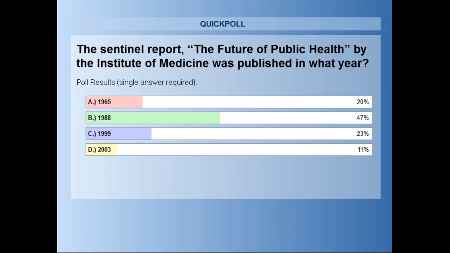So it's a very, very important report, and again, it was in 1988 that the first Institute of Medicine report to really tackle this issue. They've written others since. There was another very important one in 2003 called Who Will Keep the Public Healthy, which was a follow-up to The Future of Public Health, but this one was written in 1988.